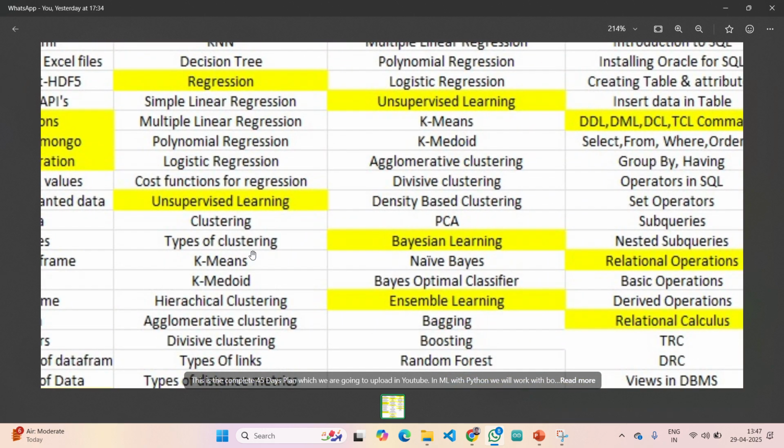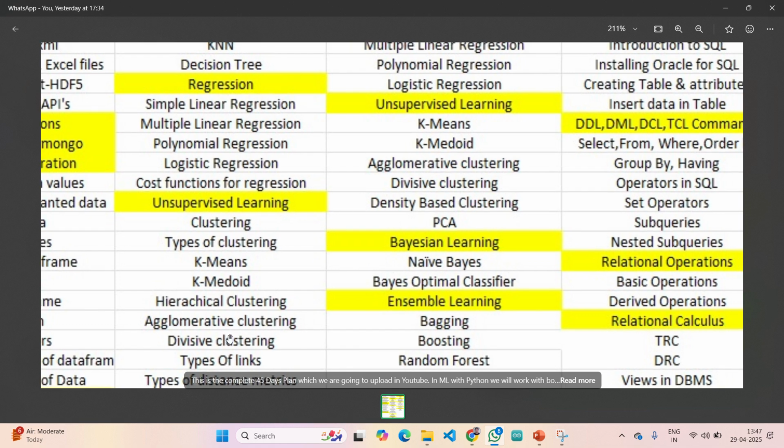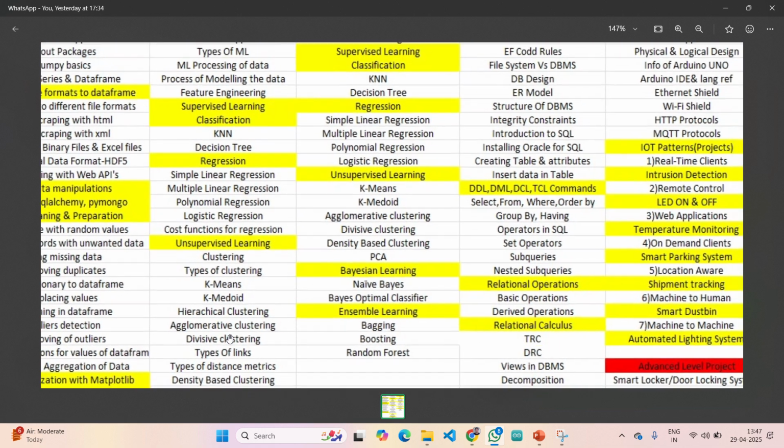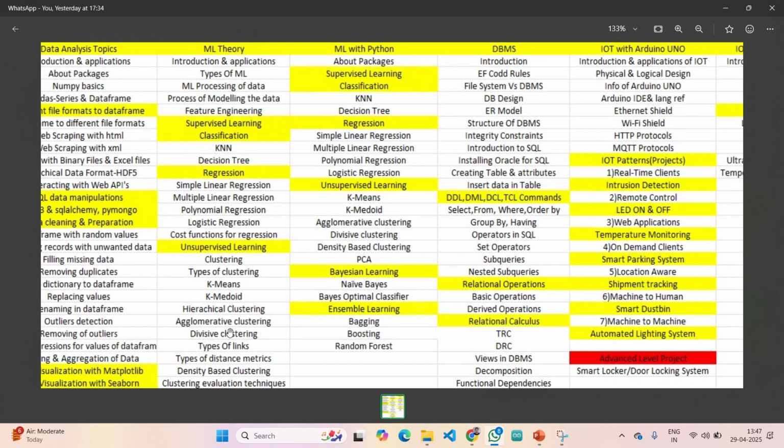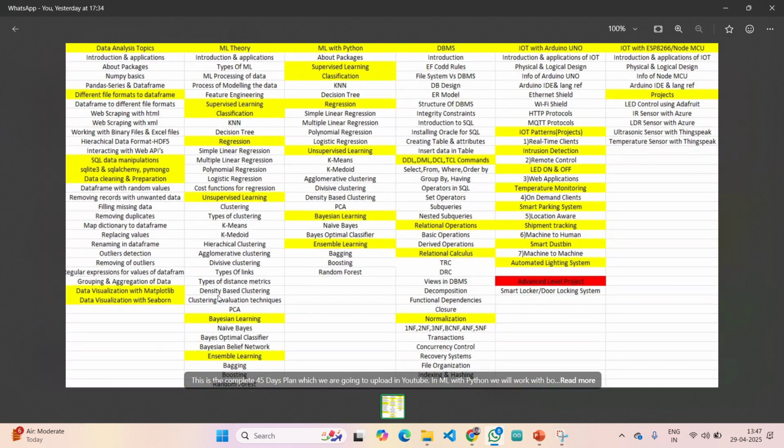Coming to unsupervised, in clustering we are having three types. In that, for one example, K-means and K-median. And next is hierarchical clustering. One more is there, that concept is density based clustering. This is partition based clustering, K-means and K-medoids.